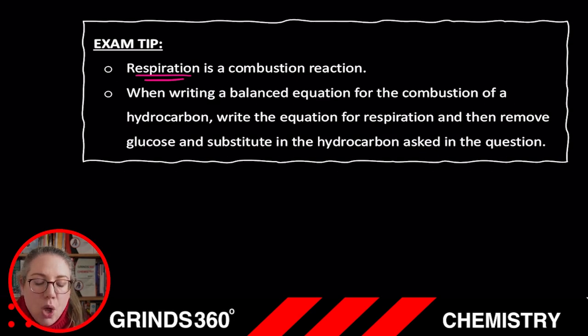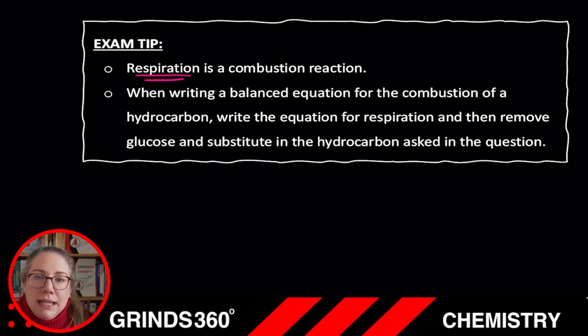Respiration is an example of a combustion reaction and energy is released and we use that energy then. When you are writing the balanced equation for the combustion of a hydrocarbon, I strongly recommend that you write the equation for respiration first on the exam paper, because that's going to then act as a scaffold for the rest of the balanced equation. But then just make sure you rub out or cross out C6H12O6 and write in what the actual hydrocarbon is.